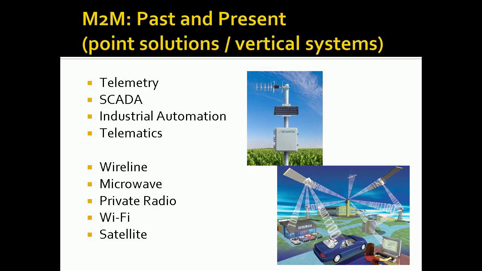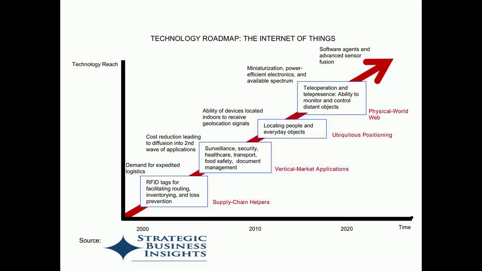So as Yasser has talked about, SCADA, supervisory control and data acquisition, telemetry, and industrial automation were some of the terms used 25 or more years ago to describe what we now call the Internet of Things or machine-to-machine communications. They used technologies like wireline and microwave and private radio. My system was a private radio system talking to a mainframe, so it was very archaic. No microprocessors on the remote sites. And then satellite has possibilities and has been used in some cases.